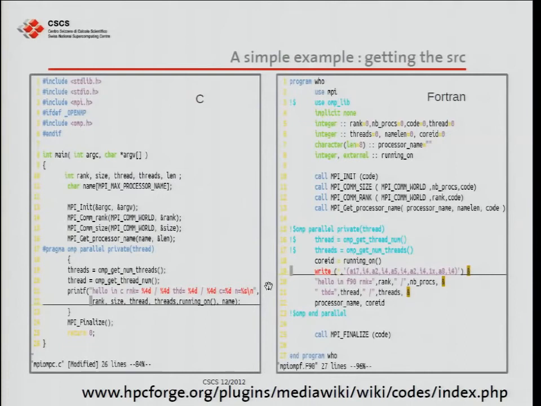So for the demo, I chose the very simple Hello World example. On the left, you have the C code, and on the right, you have the Fortran code. So it's a hybrid MPI OpenMP. At the top, you have the call to MPI, then the call to OpenMP, and then I just print the number of MPI tasks and the number of OpenMP threads. And I will show you that it's possible with the debugger to see that at runtime.